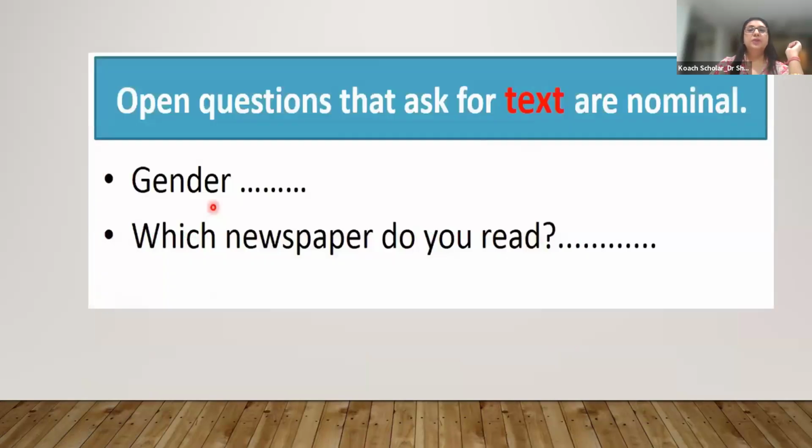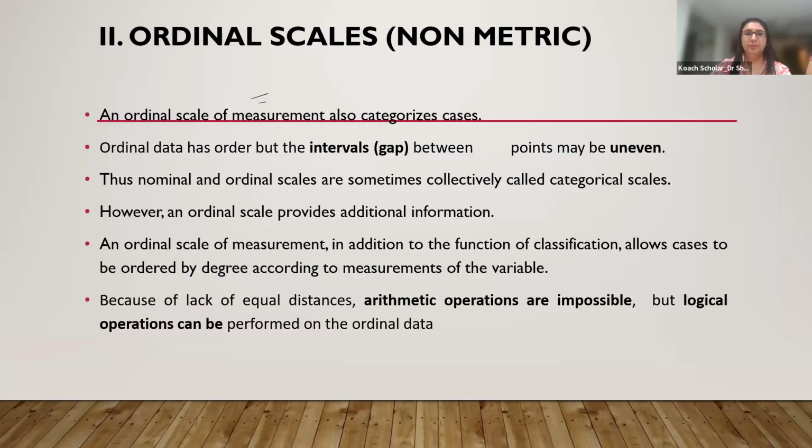Open questions that ask for text are nominal. हम जितने भी open questions पूछते हैं, somebody was working on a mixed method study where we talk of qualitative questions, that certain aspects about their life we ask about them. So those questions are considered to be nominal in nature, right? Open-ended questions.